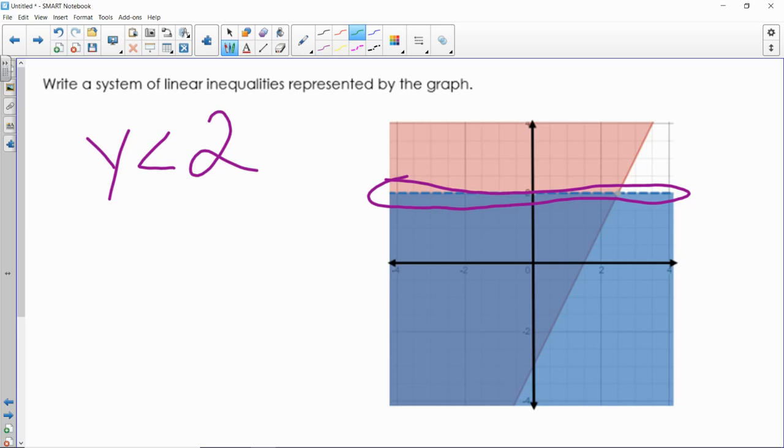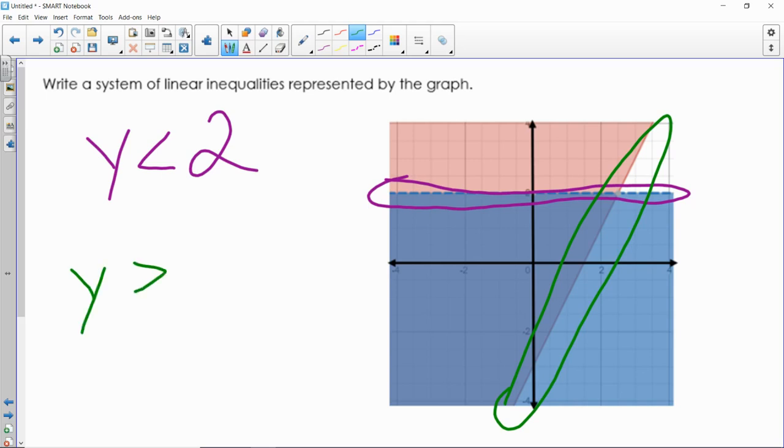The second line that defines the region is this diagonal line here. I'm shading above the line, so it's going to be greater than. It's a solid line, so it's going to be greater than or equal to. My y-intercept is down here at -3, and I get a nice corner point right there at up 2, right 1. So my slope is going to be 2. So my inequality is y is greater than or equal to 2x minus 3. Those are the two inequalities that define the shaded region.